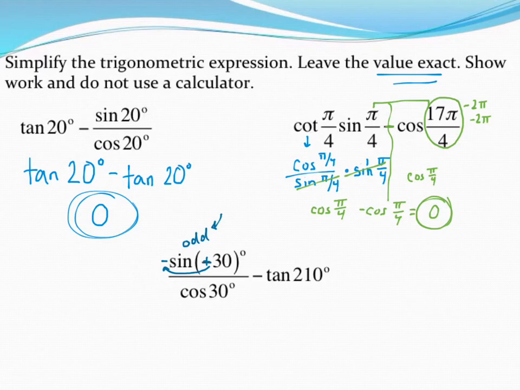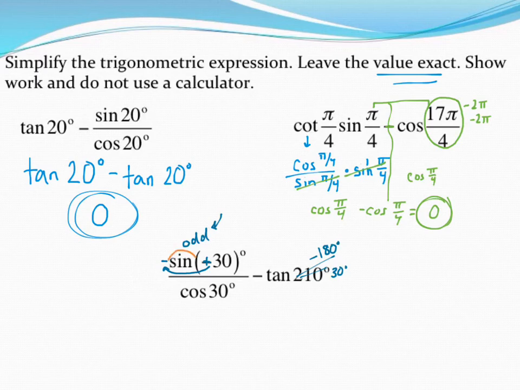For the tangent function, again using periodic properties, I recall that tangent repeats every 180 degrees. So I can subtract 180 from that angle, which would leave me with just 30 degrees there. So I've gone ahead and made all the angles the same thing. 210 minus 180 is 30. So let's see what I can do now using identities to simplify this even further.